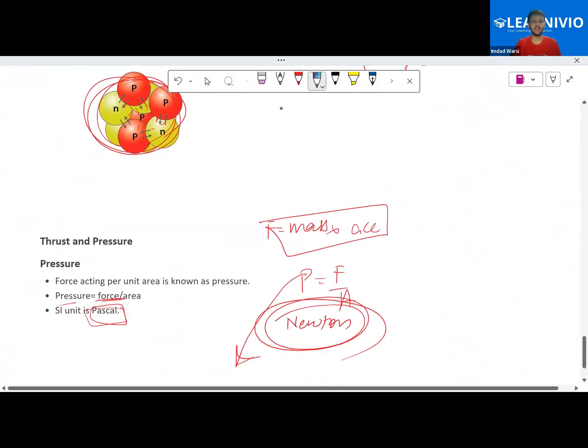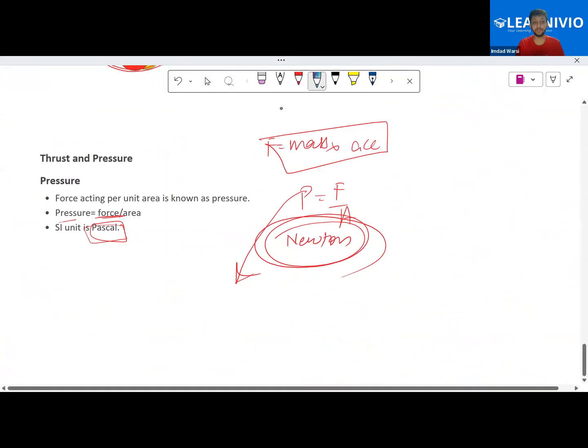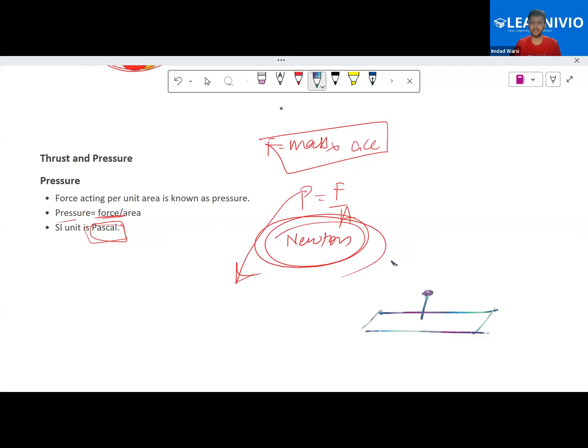So the last slide that we were seeing was pressure. What is pressure? Force acting per unit area is known as pressure. Let's suppose this is a cardboard, this is an iron nail, and this is your thumb. If you want to press this nail downward into the cardboard, simply you will apply pressure on that nail. When you use your thumb, you have a certain force, right? So you apply that force.